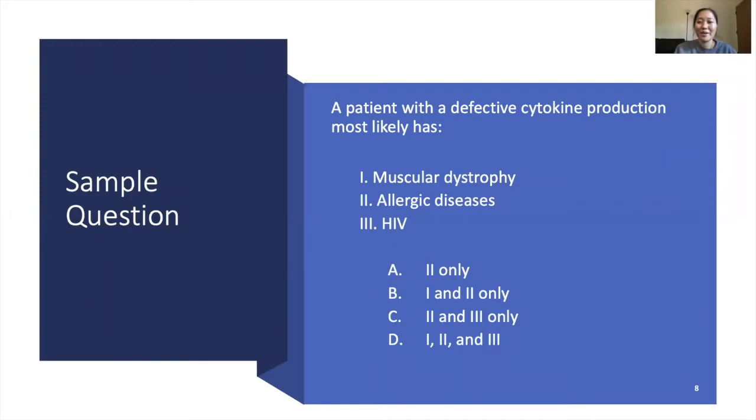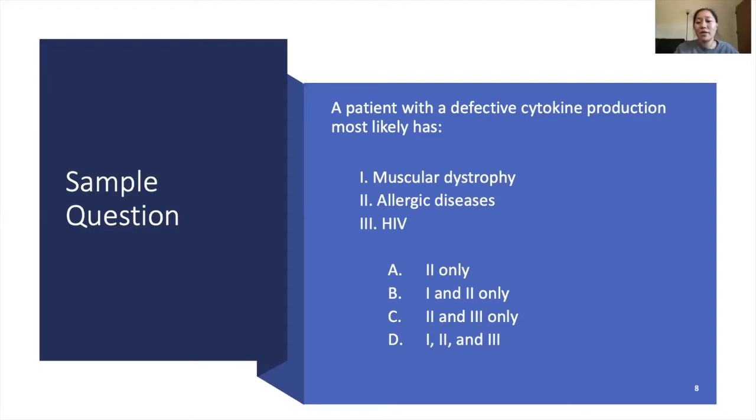Okay, Michael answered D. So actually the answer here is C. I won't go into too much detail on why it's correct, but basically cytokines are secreted by the cells of the immune system, such as macrophages, and both allergic diseases and HIV result from defects in the immune system. Muscular dystrophy is basically loss of muscle mass and weakness, and that's the least related to what we're talking about here.